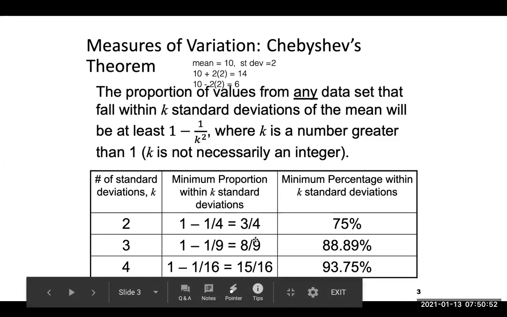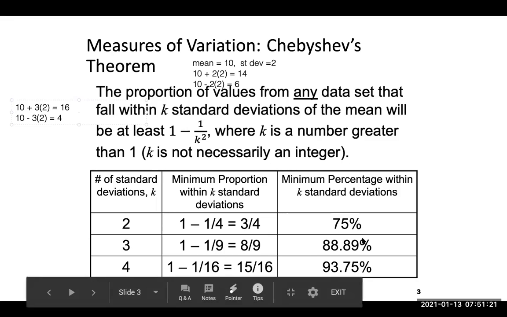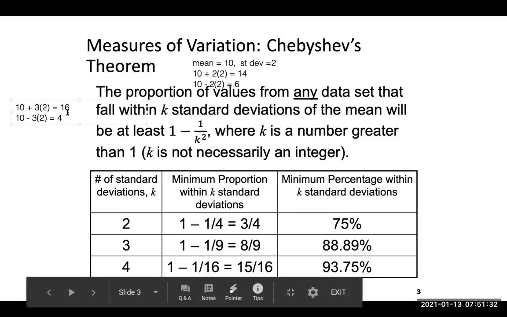Or for 3 standard deviations, because that means I would go 3 units higher. Oops, I went 10 plus 3 times 2, that's 16. And 10 minus 3 times 2, that's 4. So that's 3 standard deviations. According to Chebyshev's theorem, 88.89% of all of my data will fall between 4 and 16.